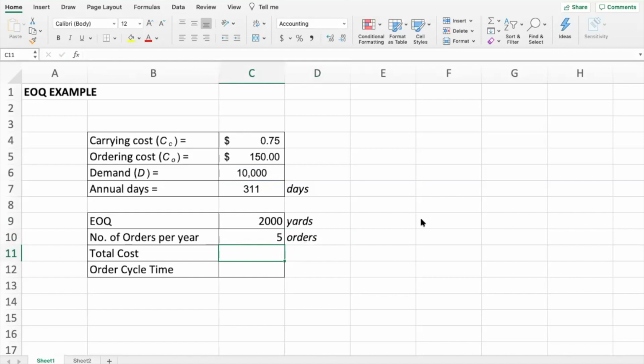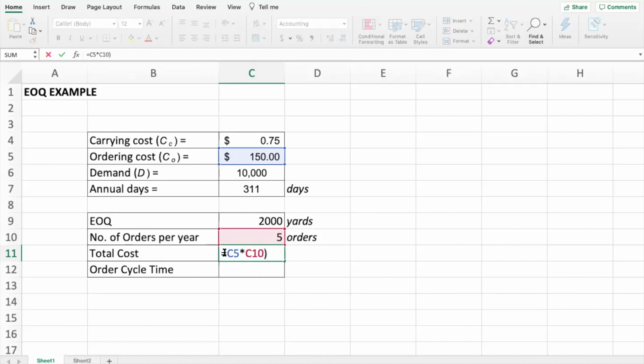And then let's compute for the total cost. There are two components of total cost. First, total ordering cost. Second, total carrying cost. So we will compute it first. We will compute for the total ordering cost. That would be the cost per order, or the 150, times the number of orders in a year, or 5. So that's the first.